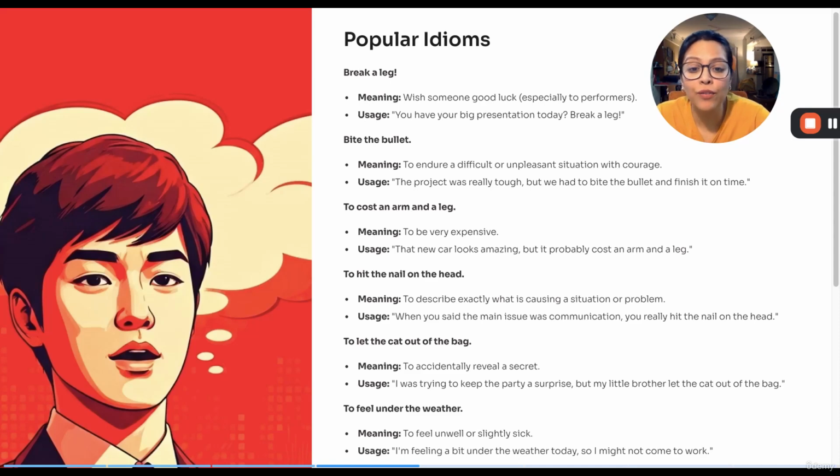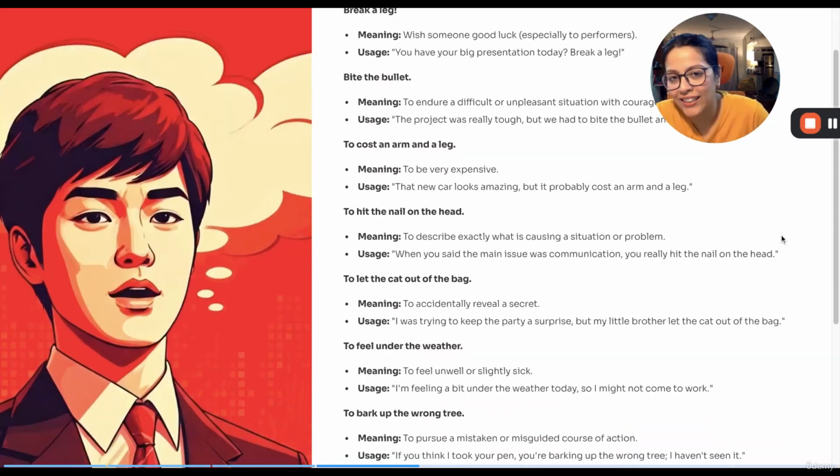To let the cat out of the bag is to accidentally reveal a secret. Like, for example, you telling your friend inadvertently, which means unintentionally, about the surprise birthday party that you were planning for her. I was trying to keep the party a surprise, but my little brother let the cat out of the bag. That is, he revealed the secret accidentally.